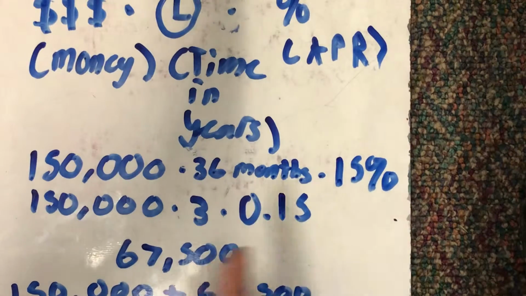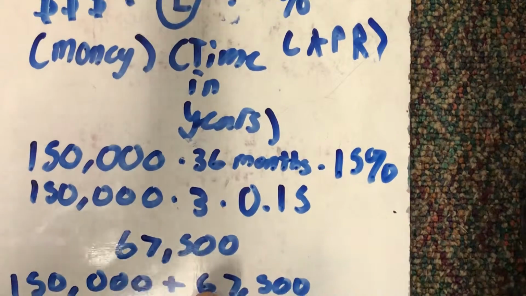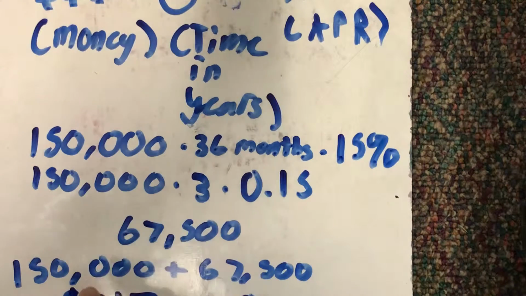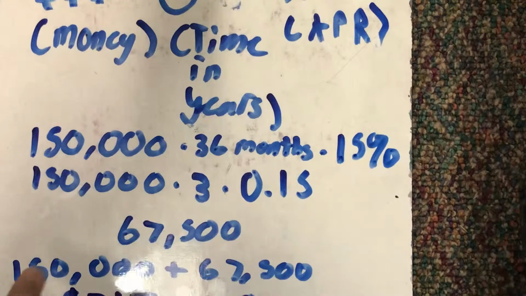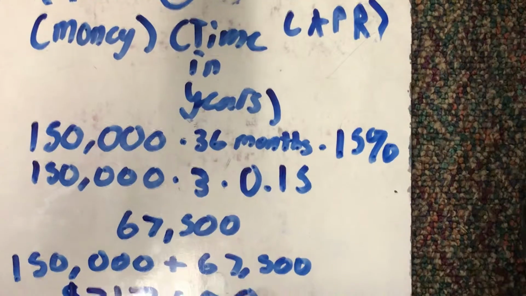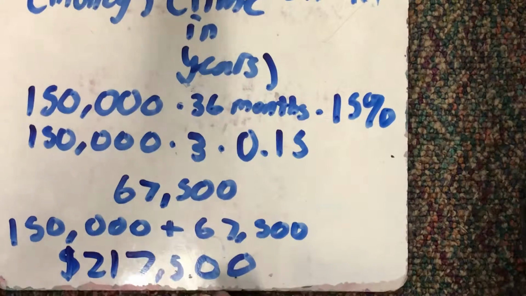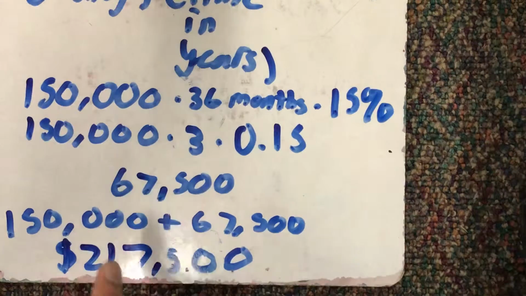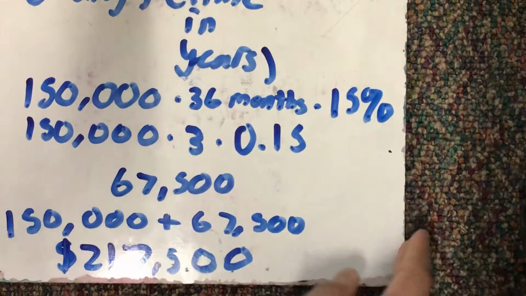You have to be careful about this. Don't forget, you have to add what you got plus the amount of money you're already paying. So, you would add 150,000 plus 67,500. And that equals a total of 217,500, which means that you would pay 217,500 in total.